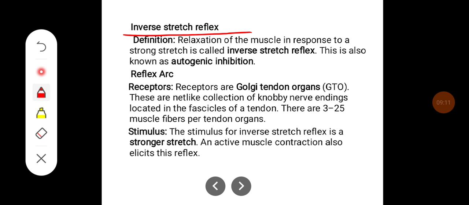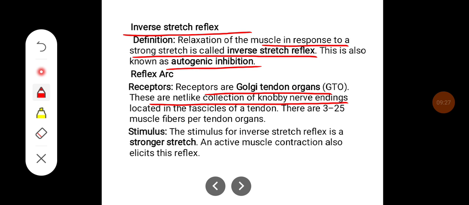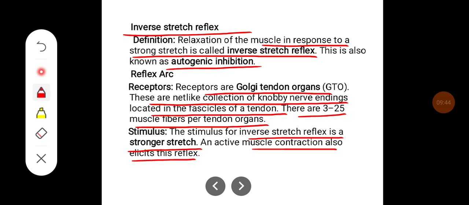Inverse stretch reflex. Relaxation of the muscle in response to a strong stretch is called the inverse stretch reflex. This is also known as autogenic inhibition. Here, the receptors are the Golgi tendon organs, and these are net-like collections of knobby nerve endings located in the fascicles of tendon. There are 2 to 25 muscle fibers per tendon organ. The stimulus for the inverse stretch reflex is a strong stretch. An active muscle contraction also elicits this reflex.